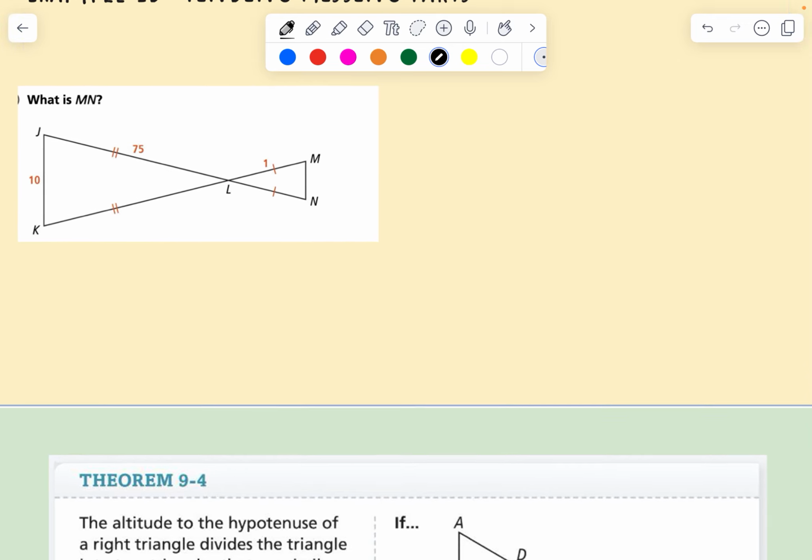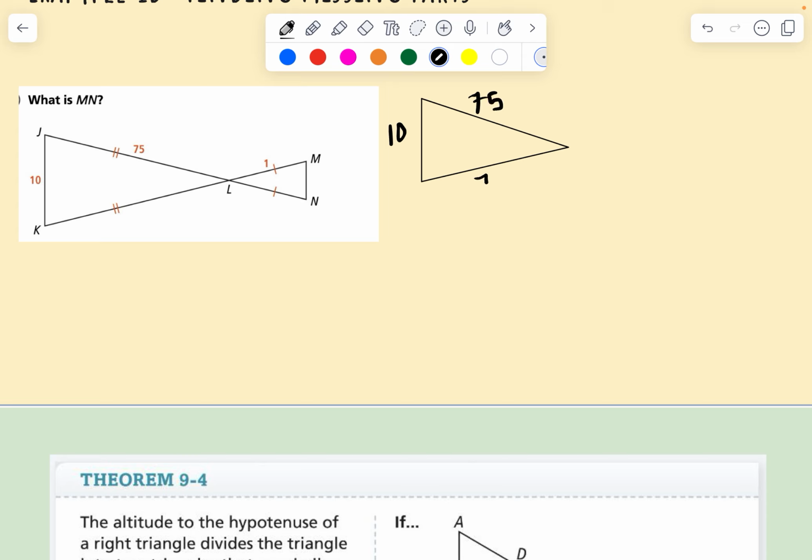Let's look at one more here. Again, I'm going to redraw these. So I'll have my larger triangle. I know this is 10, and this is 75. This is also 75 because I know those are the same. So this is triangle JKL. And then my smaller triangle, I'm going to draw it so it's facing the same way as my larger triangle. Since I reflected it, I flipped it the other way.